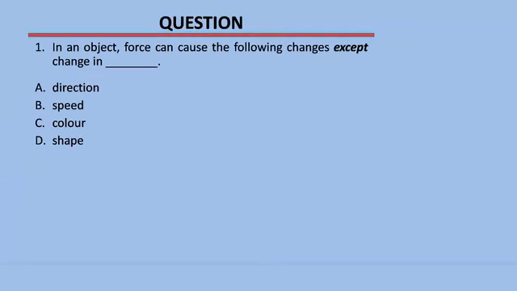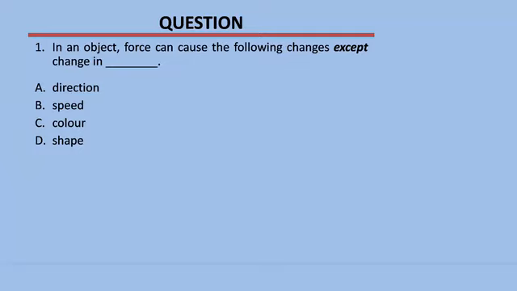We will take one question to see how well you have understood the lesson. In an object, force can cause the following changes, except A, direction, B, speed, C, color, D, shape.